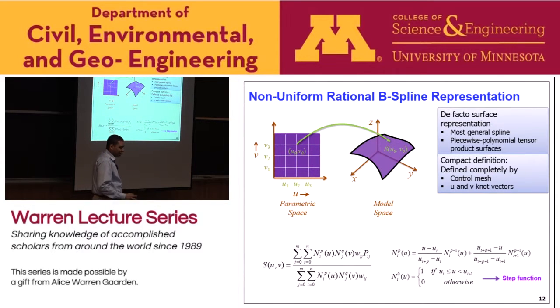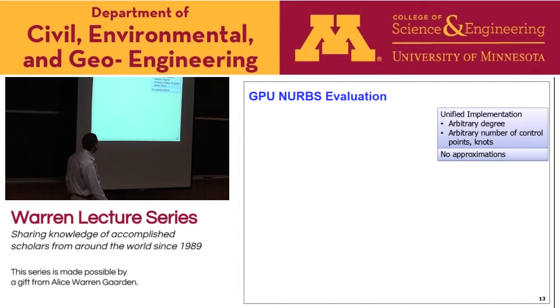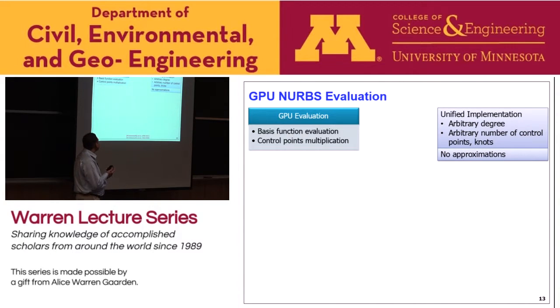So the first thing that we did was to use GPUs to evaluate NURBS, and we provided a unified implementation where you can evaluate an arbitrary degree NURB surface with arbitrary number of control points, knots, etc., without any approximations. To very briefly state it, we had two steps of the algorithm. First step was to evaluate the basis functions, and then the second step was to multiply it with the control points. And we parallelized both of these steps to be done on the GPU.